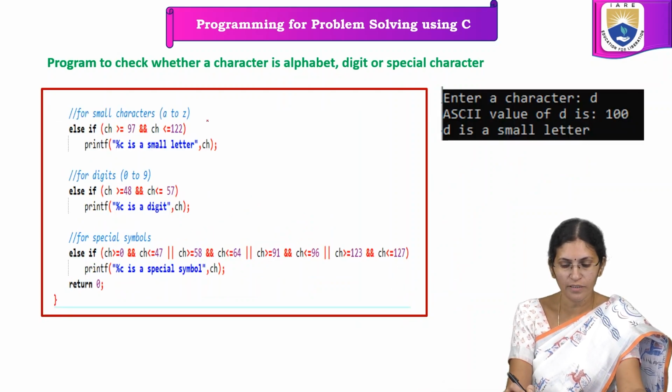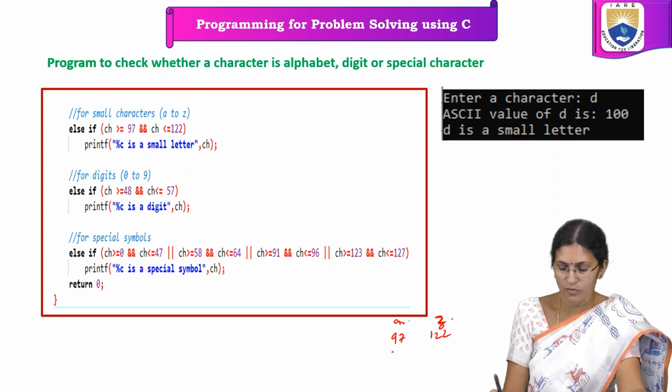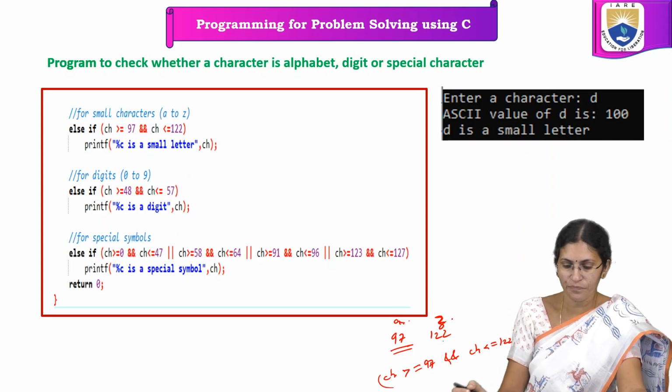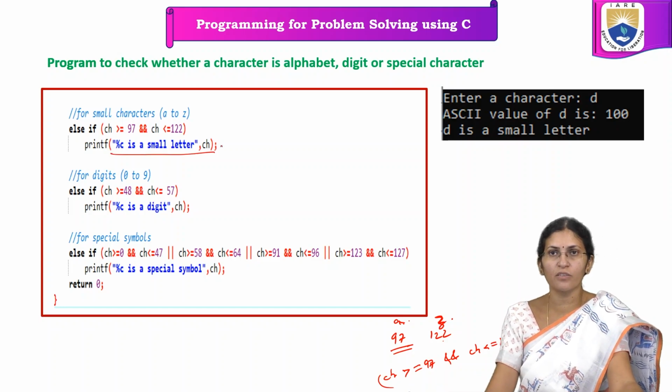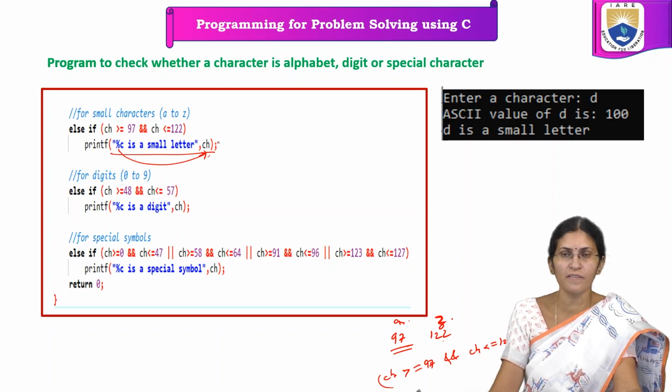Next, for small letters a to z, the corresponding ASCII value is 97 to 122. This is small a and this is small z. So if ch is greater than or equal to 97 and ch is less than or equal to 122, then printf %c is a small letter. Here %c specifies the value in the variable ch.